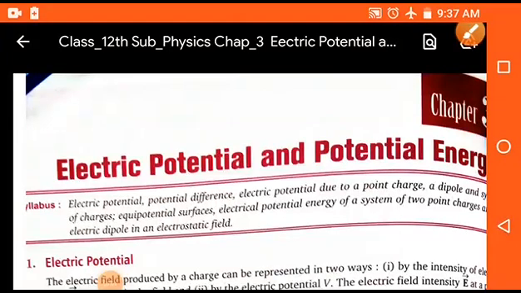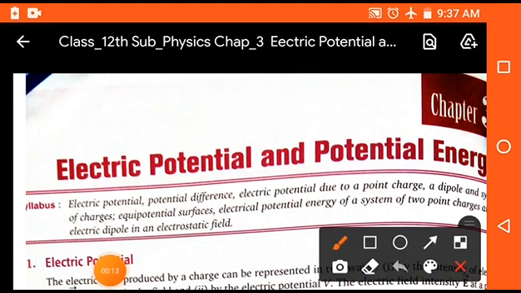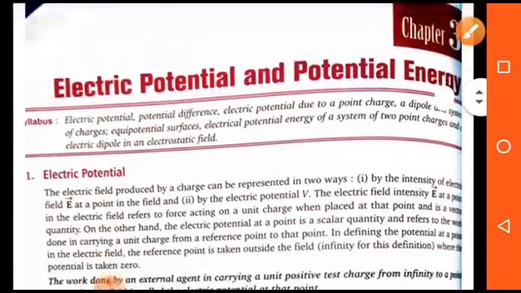Welcome to the physics class, and today in this session we will study electric potential and potential energy. It is the third chapter of your syllabus, and in this chapter we will study deeply the electric potential and potential energy. So students, the first topic is electric potential.